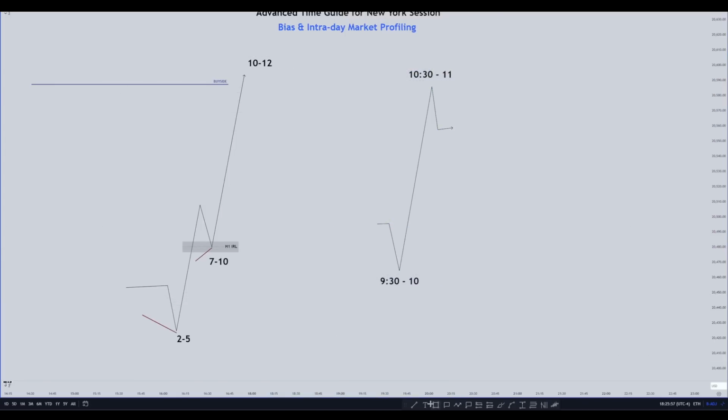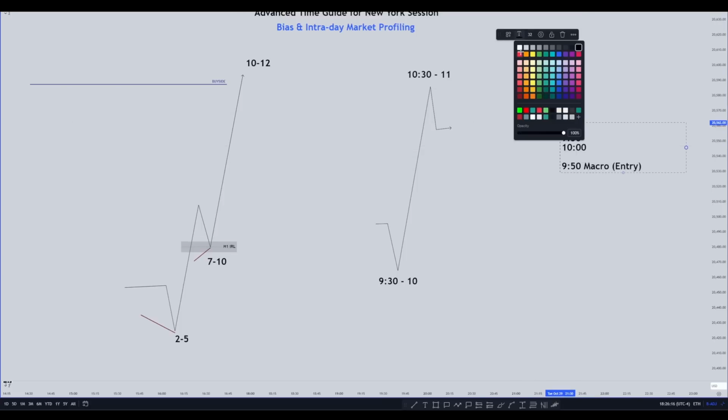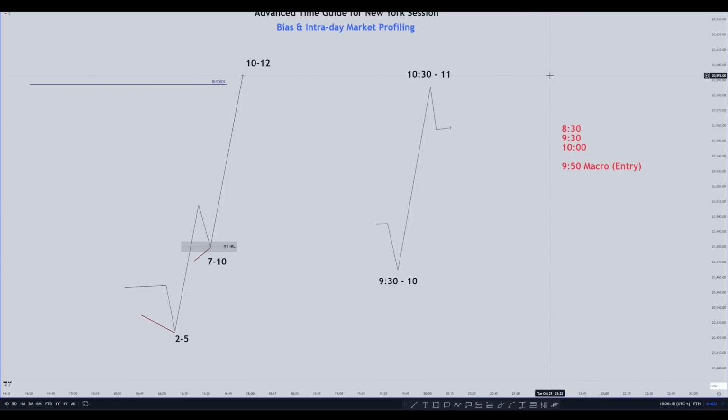And there's also key times outside of that. The key times outside of that we want to be looking and studying for the New York Open are going to be 8:30, 9:30, 10 o'clock, and then really, I guess, also the 9:50 macro and how that plays into things. This will be an entry. But these timings over here are also extremely important. Each of these has a function, and especially when we have news drivers.